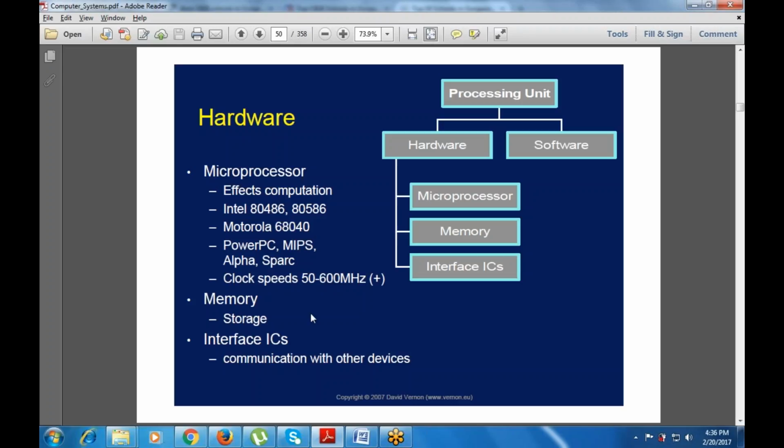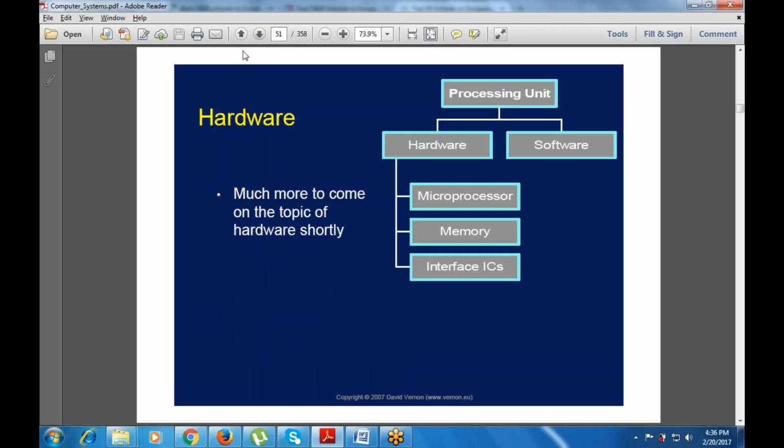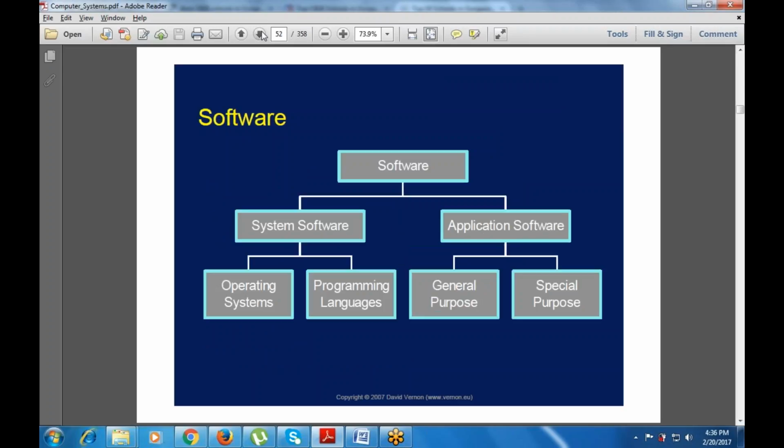Then the next one is memory, the hardware device that is again divided into two parts: one is the primary memory, one is the secondary memory. Then the storage and the integrated circuits or chips are used for communication with the other devices. In hardware, this will take much more time when we come to the topic of hardware security.